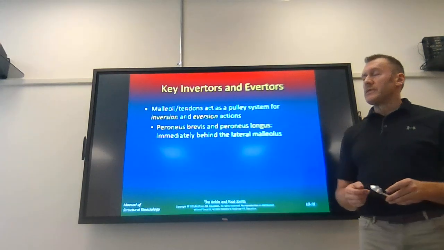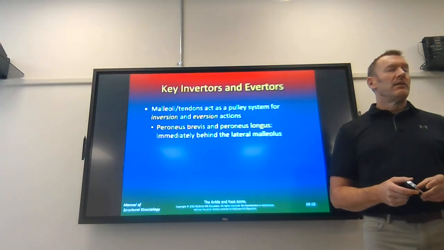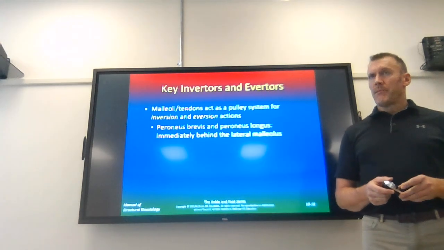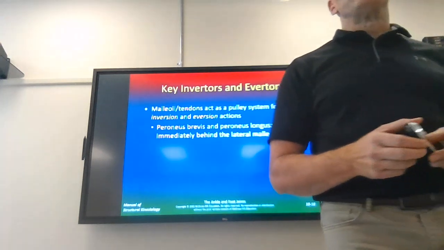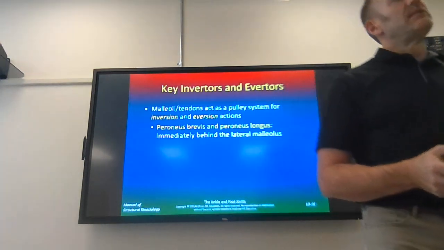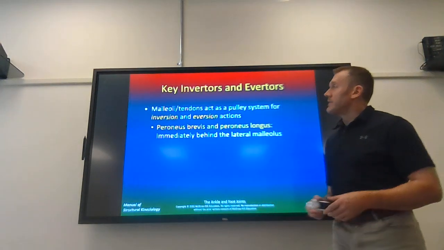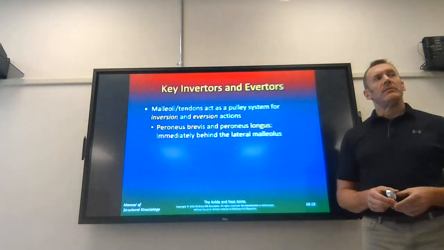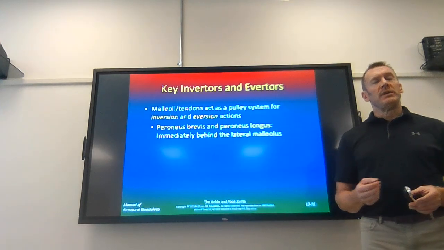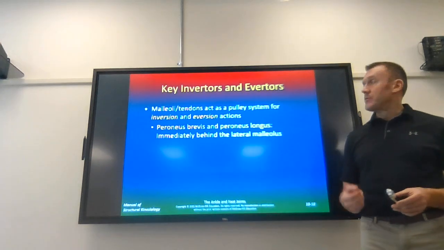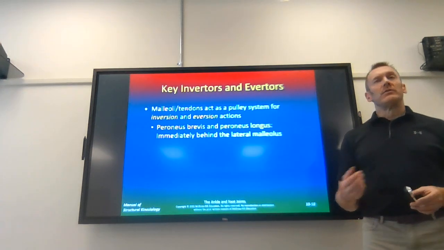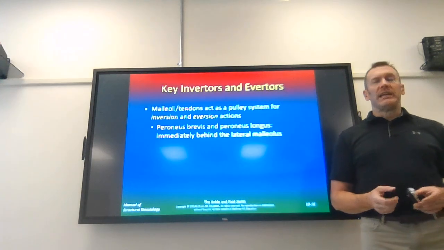So you can see those listed here: peroneus brevis, peroneus longus. In some textbooks, rather than peroneus, you'll see fibularis. I like peroneus a lot better, but these are muscles on the lateral side that run behind the lateral malleolus. So their tendons would use the lateral malleolus like a pulley for mechanical advantage.